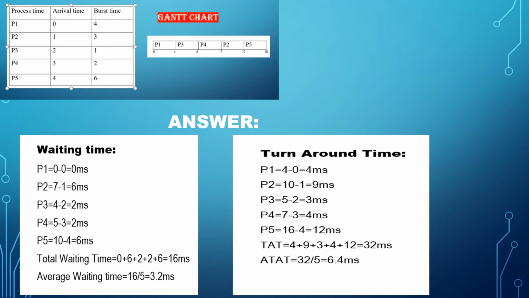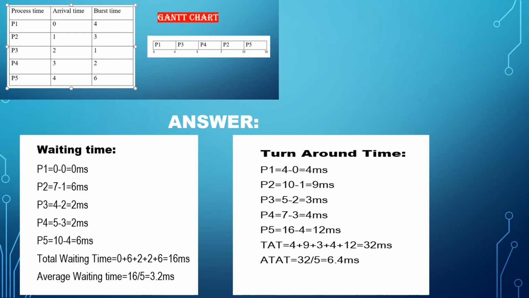Next we'll see for P3. P3's waiting time is 4 milliseconds, and the arrival time is 2 milliseconds. So 4 minus 2 is 2 milliseconds. Next we'll see for P4. P4's waiting time is 5 milliseconds and the arrival time is 3 milliseconds. So 5 minus 3 is 2 milliseconds. Next for P5. P5's waiting time is 10 milliseconds and the arrival time is 4 milliseconds. So 10 minus 4 is 6 milliseconds.